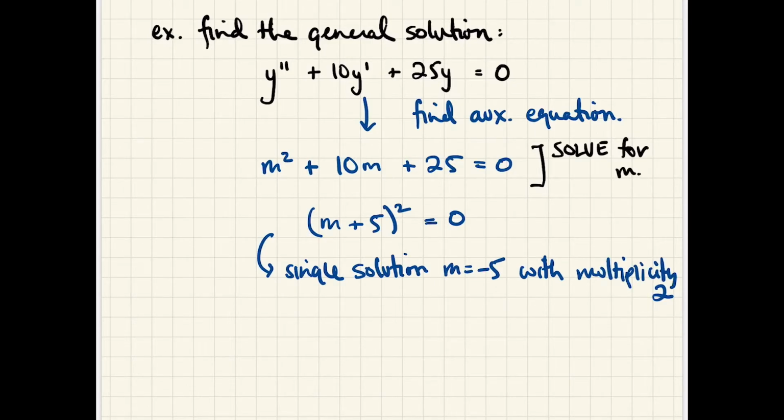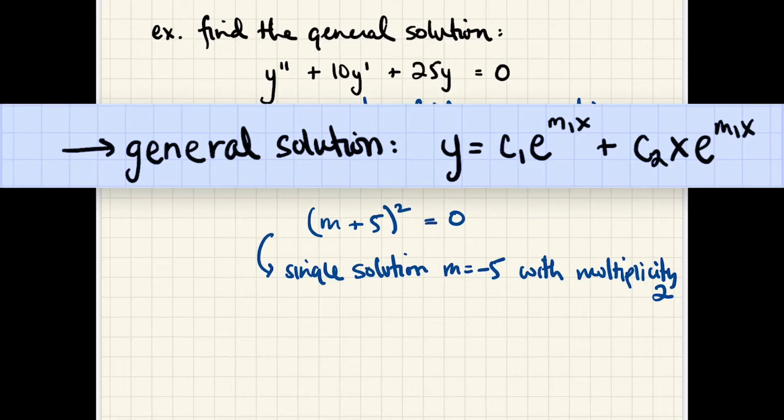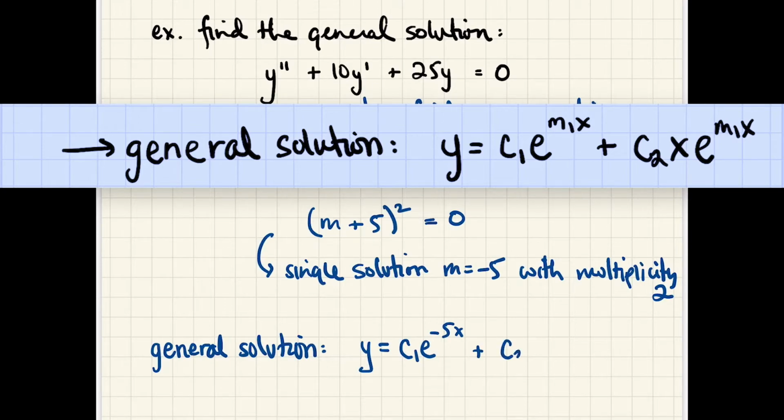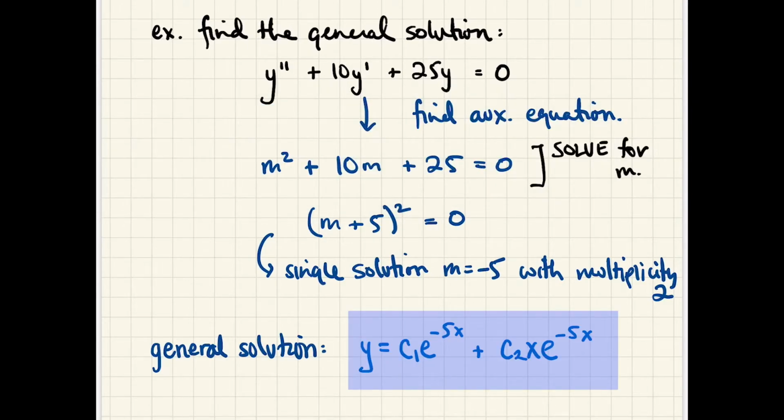So, okay, no problem. That just kicks us into that second case, where our general solution is simply y equals c1 e to the mx, in this case e to the -5x, and c2 x e to the mx, -5x. And there it is. Again, you can verify that this is the general solution if you wish, we're not going to.